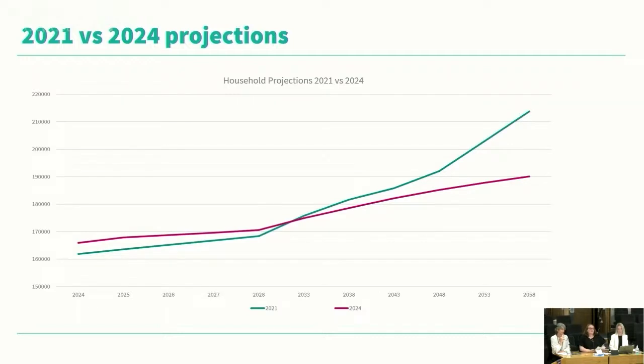So this graph here shows you the difference between the projections used in the 2021 policy and the projections being used in the 2024 policy. And as you can see up there, in the first 10 years, the projections are actually relatively similar. The projections used for the 2024 policy are actually ever so slightly higher than those used in 2021. The biggest difference in that first 10 years is around 3% between the two sets.